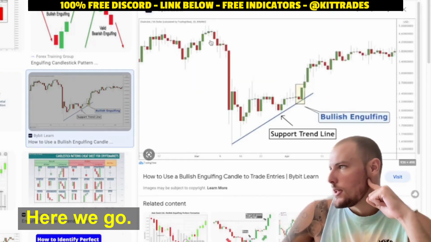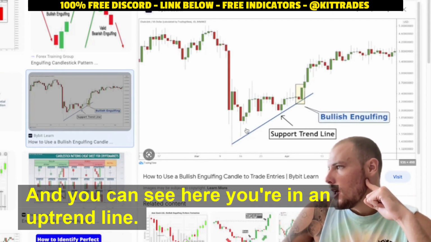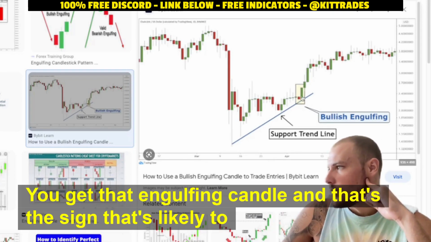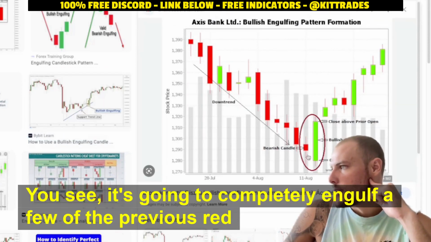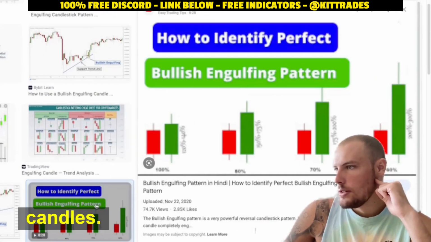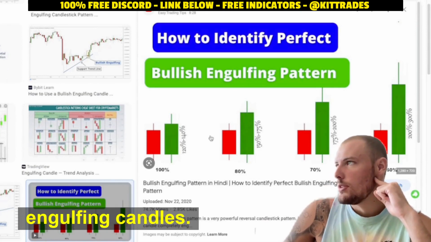Let's check it out on the chart. Here we go. I think this is some crypto, and you can see you're in an uptrend line, and you get that engulfing candle, which is the sign that it's likely to keep going higher. Here's another one. It completely engulfs a few of the previous red candles, and here's even some more different types of bullish engulfing candles.